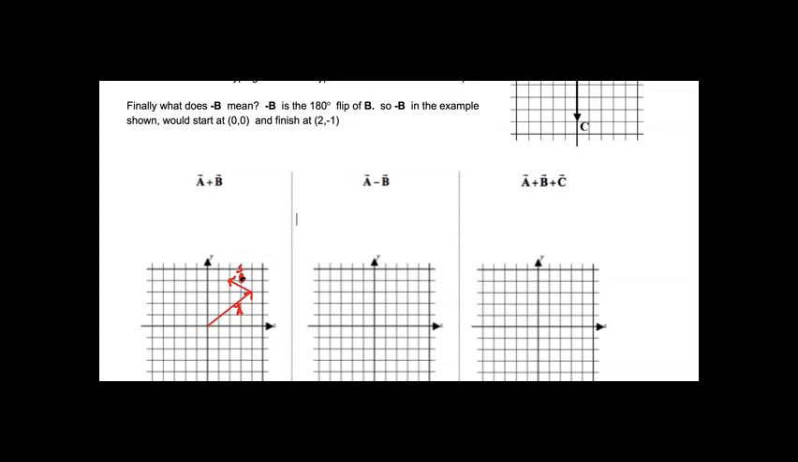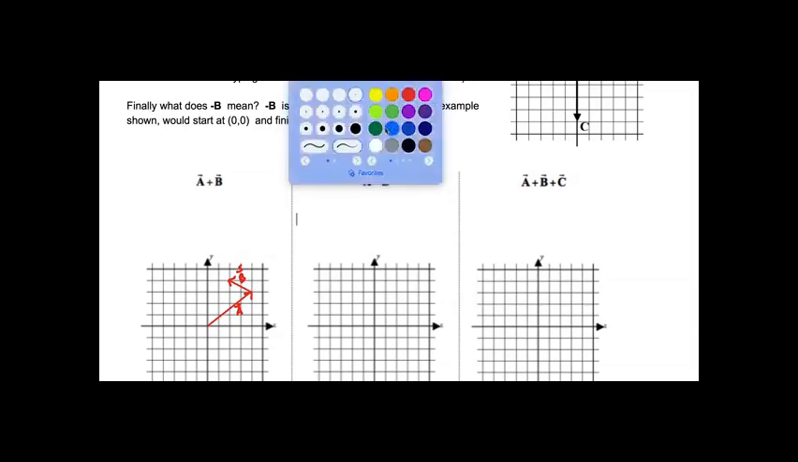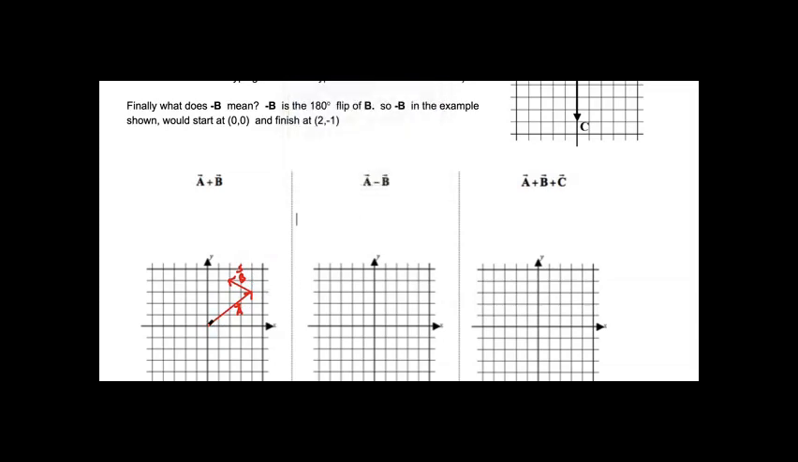Okay, so this gives us our tip-to-tail addition of A plus B. Now, what results, the resultant of adding A plus B together? I start the result where I started the first one, and I draw it to where the last vector finishes. So if I want to know the result of adding A plus B together, I would start where I started the first one and finish it where I finished the last one. So this would be the result of A plus B.